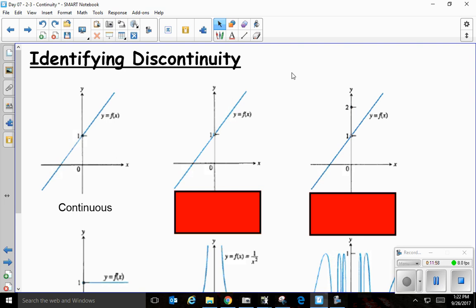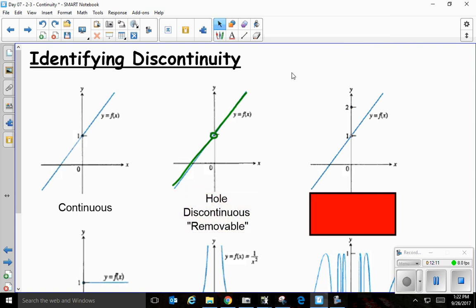There is a hole. I cannot go from the right side of this graph to the left without picking up my pencil. And we call that a hole. It is discontinuous. That is called a removable discontinuity, because we literally took what was there and took it out. We removed it. That's why there's a hole.